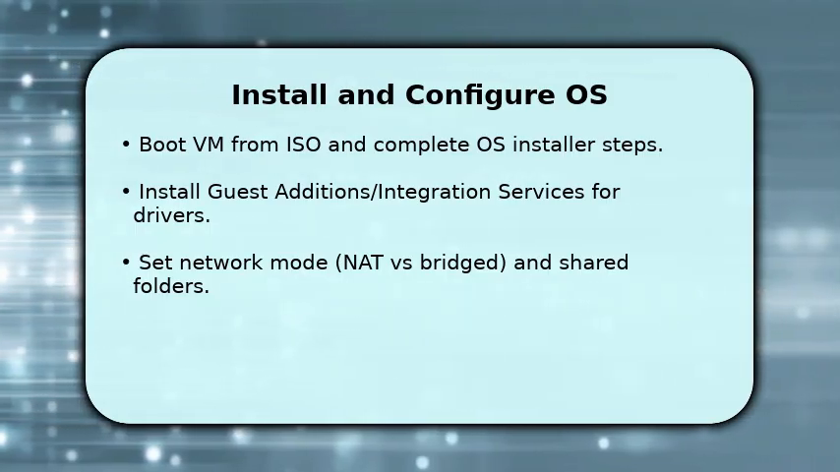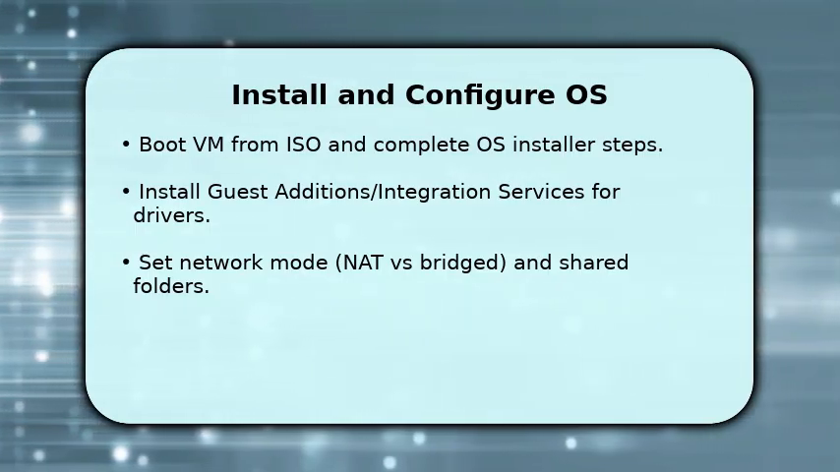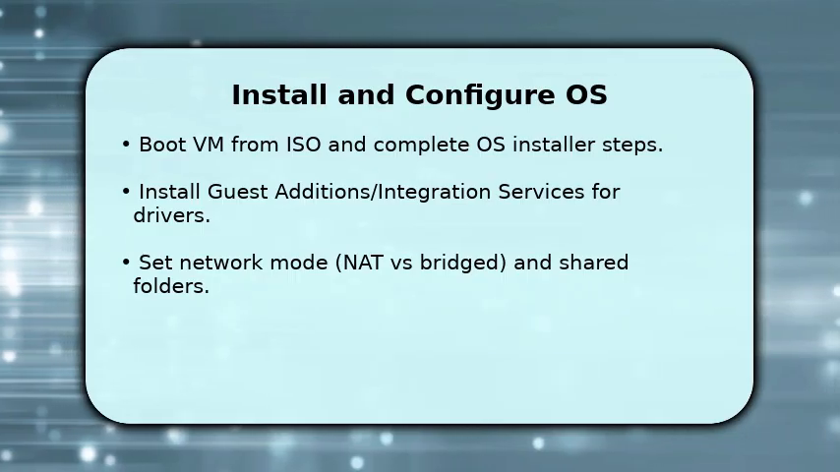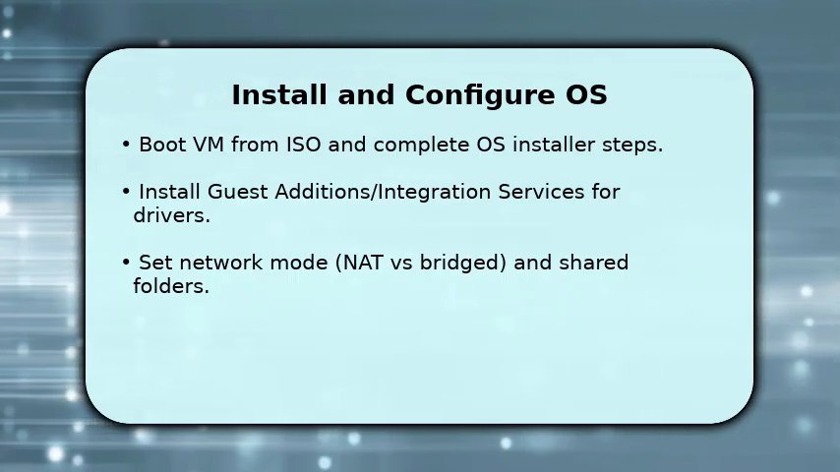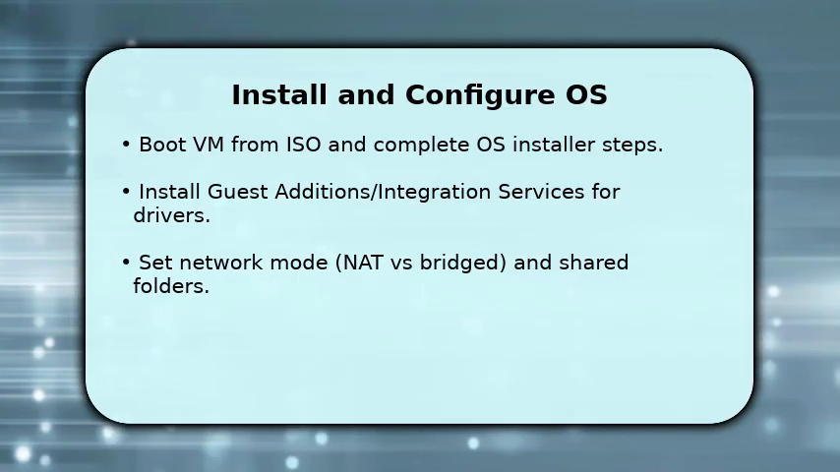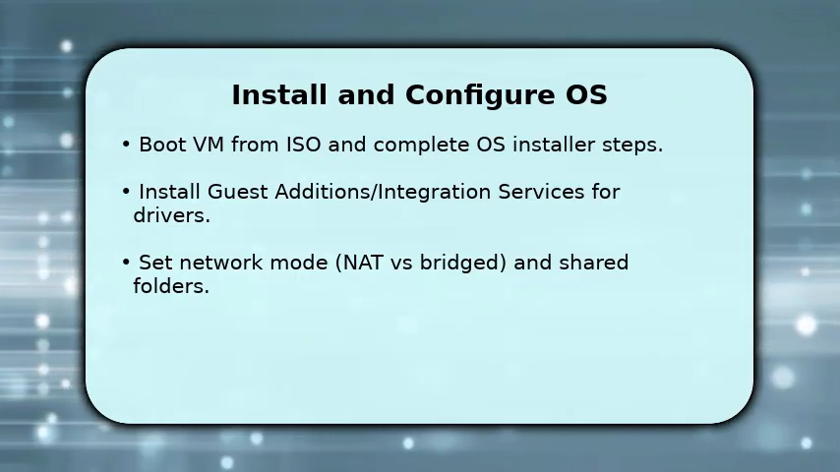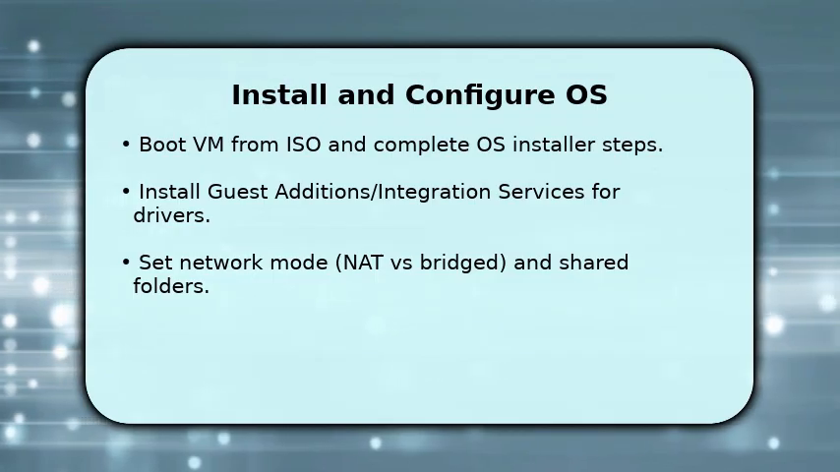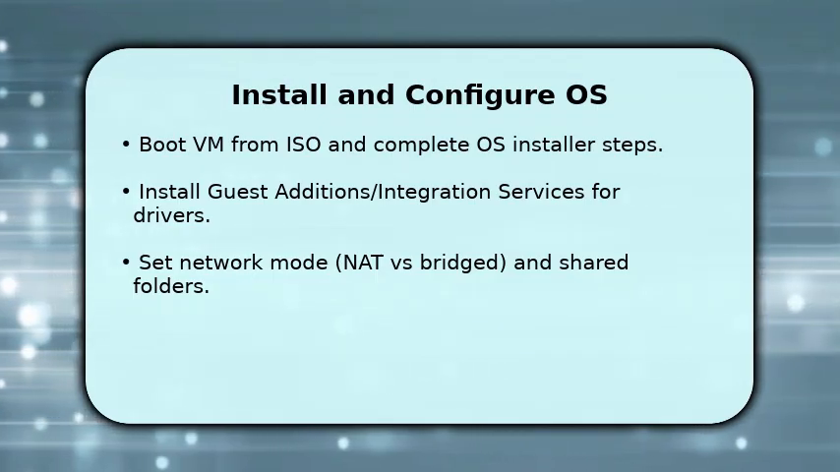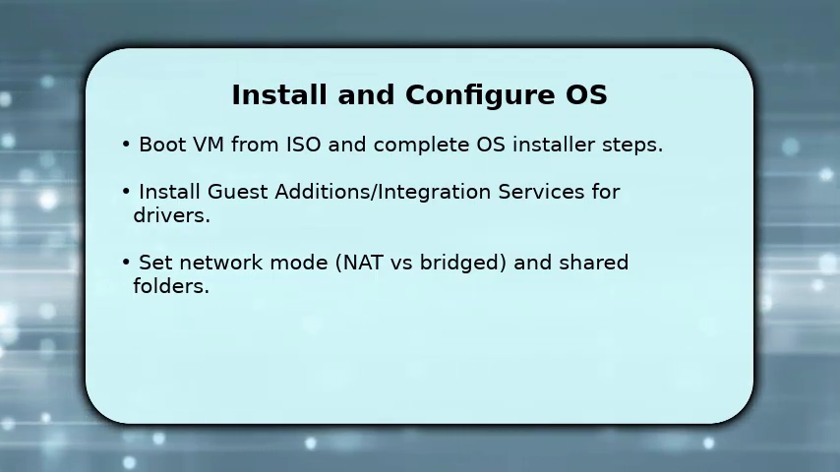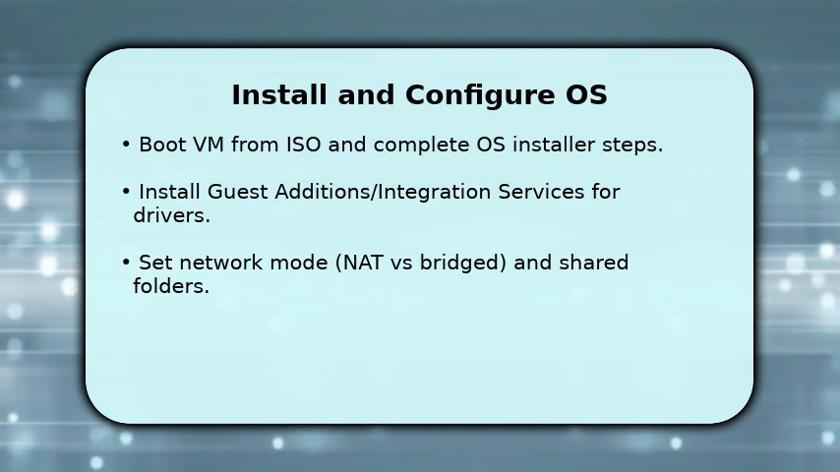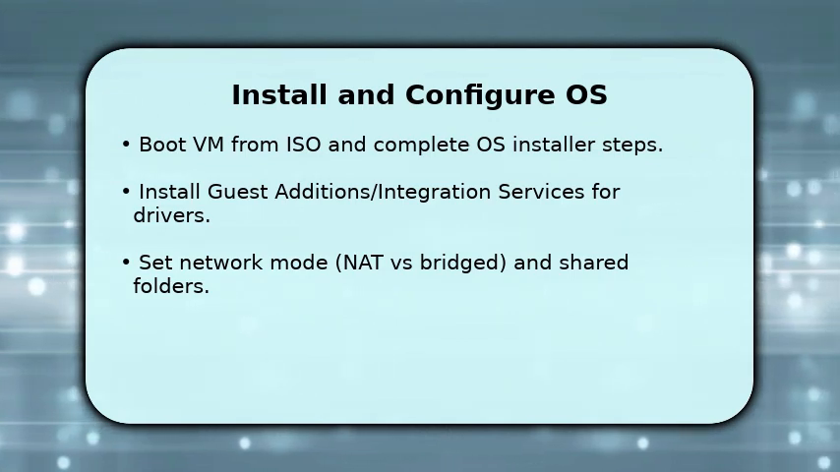Once the OS is up, install the hypervisor's guest additions or integration services to enable better drivers, clipboard sharing, and folder sharing. Then adjust networking. Choose NAT for simple internet access or bridged for LAN visibility. Make shared folders and copy-paste settings. Also create a snapshot before major changes so you can roll back quickly if something breaks.